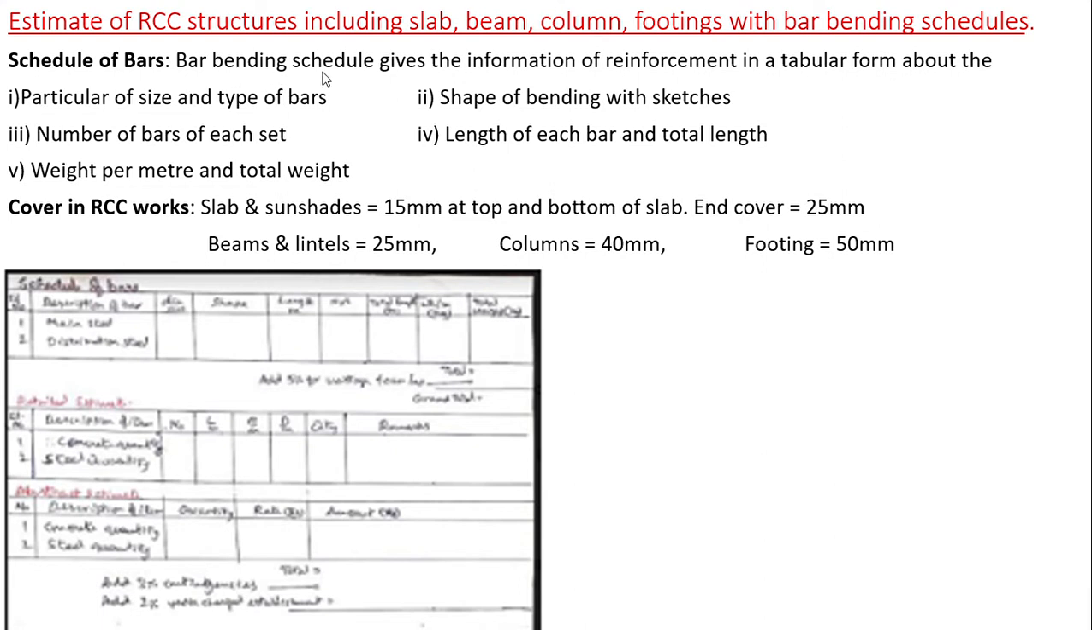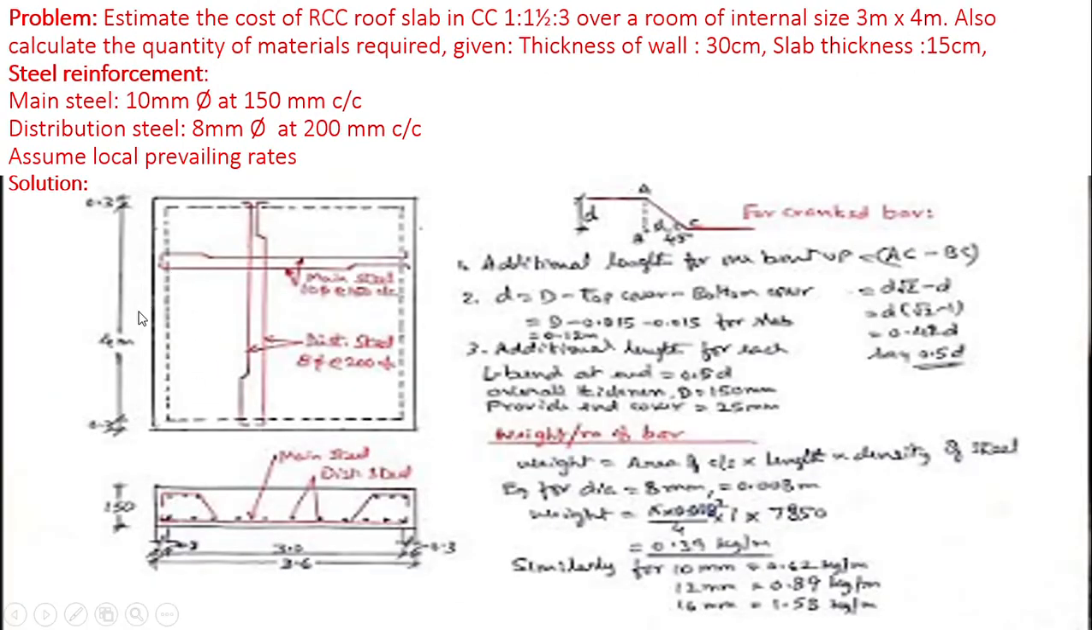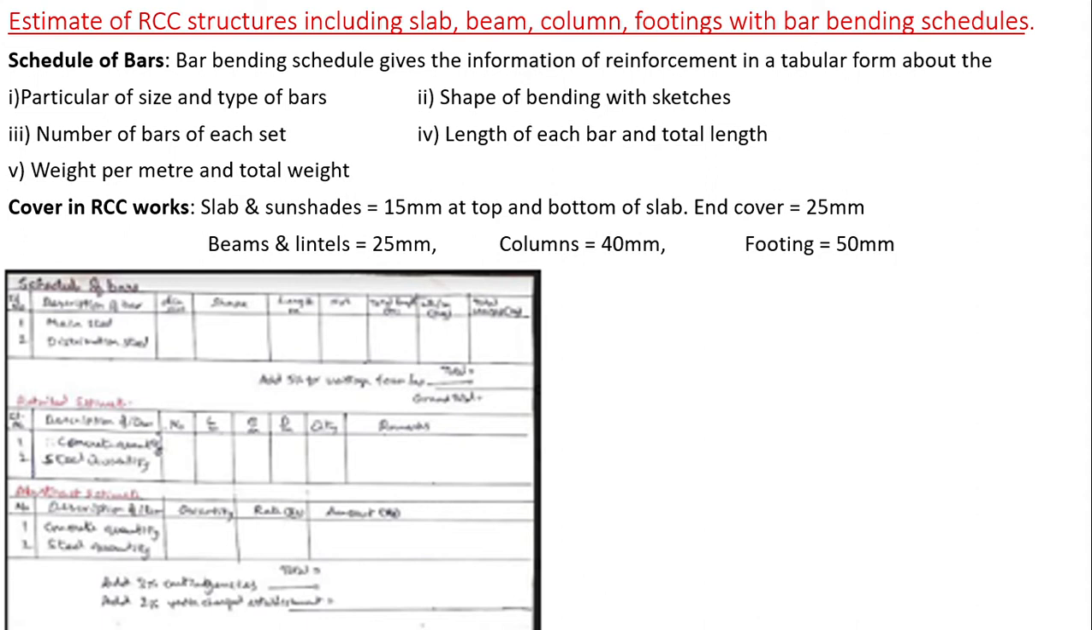The bar bending schedule gives the information of reinforcement in a tabular form about, say, a particular size and type of bars. For example, in a slab we have short span bars, that is bars provided along the shorter span. And in the case of a rectangular slab, we have bars provided along the longer span. So we have cranked bars and straight bars, etc. In a beam, we have top bars, bottom bars, and stirrups. In columns, we have main vertical bars and ties, and so on.